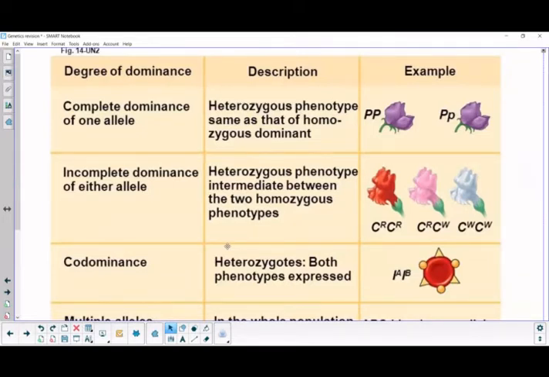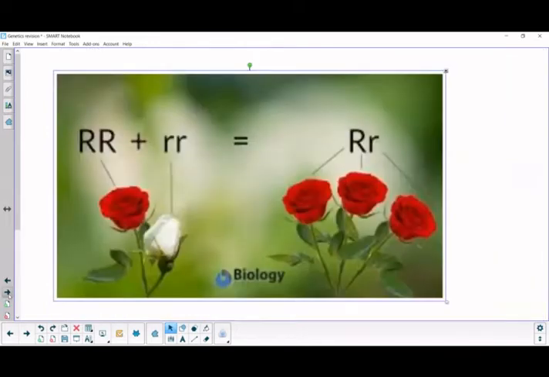The second one we have is incomplete dominance. With incomplete dominance, if I cross, for example, this red flower over here with the white flower over here, then their offspring are going to be pink. It's something in between. That's incomplete dominance. The one does not dominate the other one. Similar to this, we have codominance. In codominance, what we find is like in blood groups. But let me go to another example that shows it better.